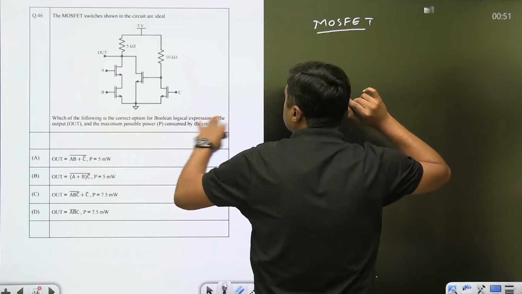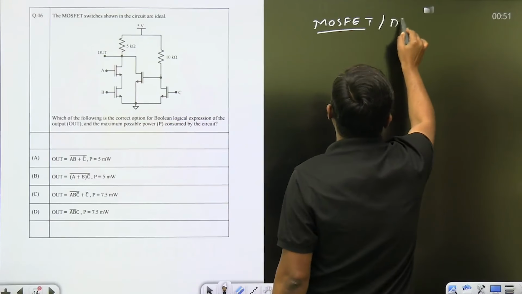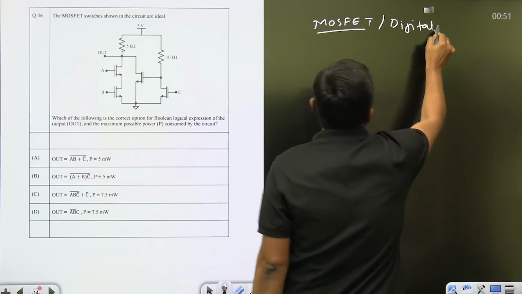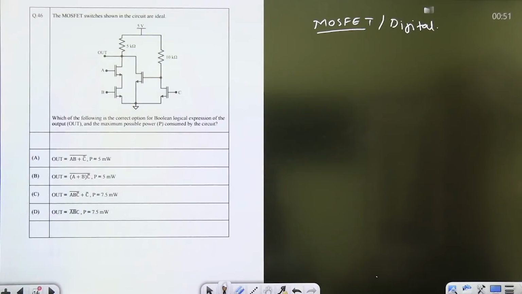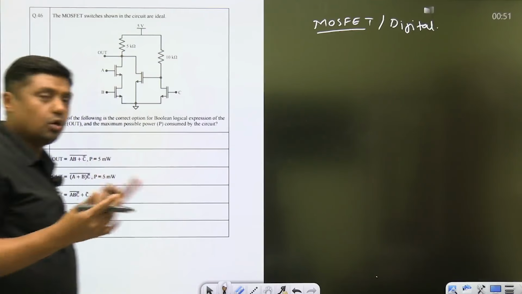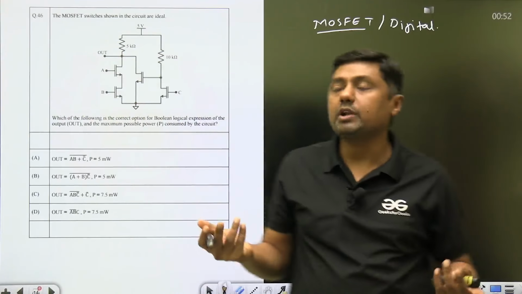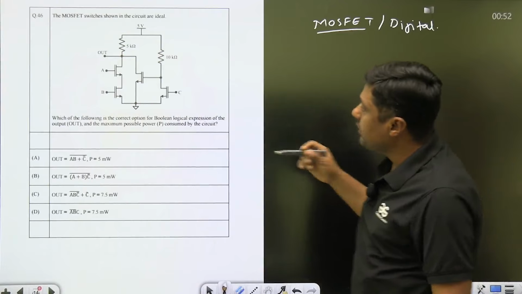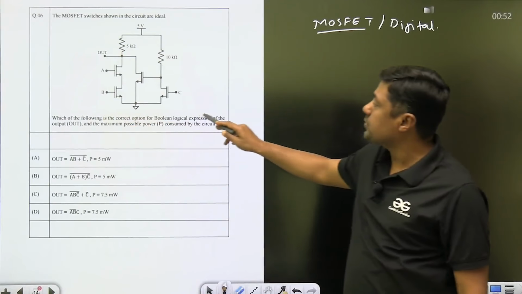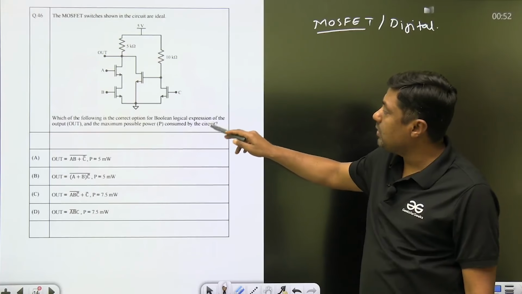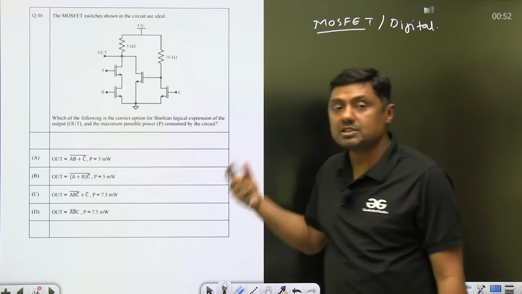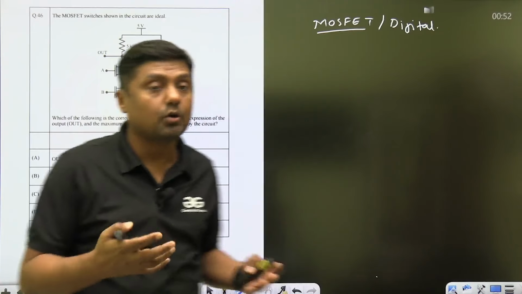When the Boolean logical expression means what, we can say it is digital. But in a digital there is no logic family. So we may consider it from analog or digital, both. Okay, MOSFET means analog. Now what is given? Which of the following is the correct option for the Boolean logical expression of the output, the maximum possible power consumed by the circuit, and maximum power? We have to calculate the maximum power also.